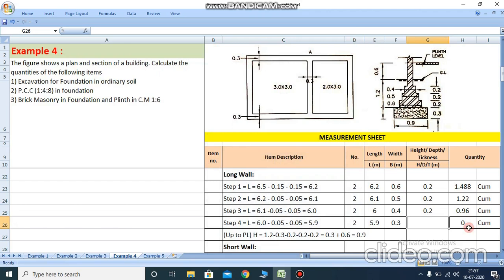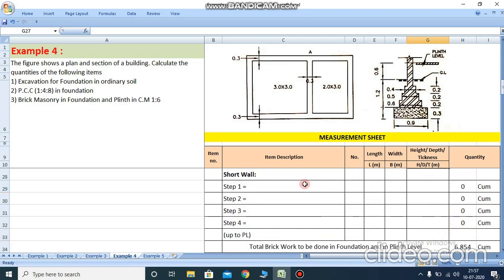Now we find out the total height is 0.9. So write here 0.9 meter. So total quantity for the brickwork for a long wall is a summation of all the 4 steps. Now we start the short wall.